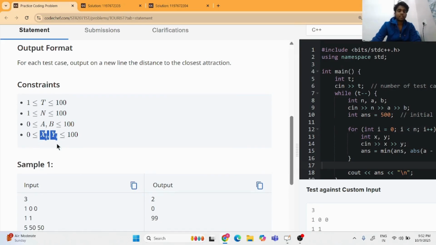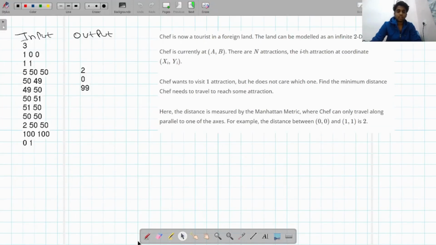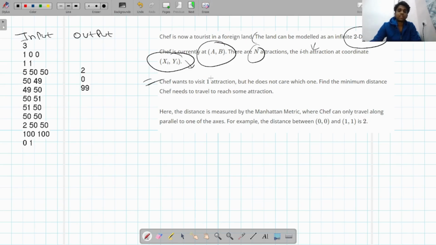So guys, now let's understand the sample test cases in the question more precisely. This question is pretty much straightforward and it says that Chef is now a tourist in some foreign land and the land can be modeled as a 2D graph. Chef is currently at (A, B) and there are a total of N attractions. The ith attraction is at coordinate (xi, yi). Chef wants to visit one attraction but he does not care which one. We have to find the minimum distance Chef needs to travel to reach some attraction. The distance is measured by the Manhattan metric, where Chef can only travel parallel to one of the axes. For example, the distance between (0, 0) and (1, 1) is 2.